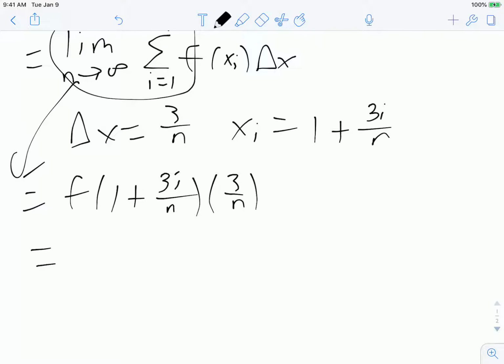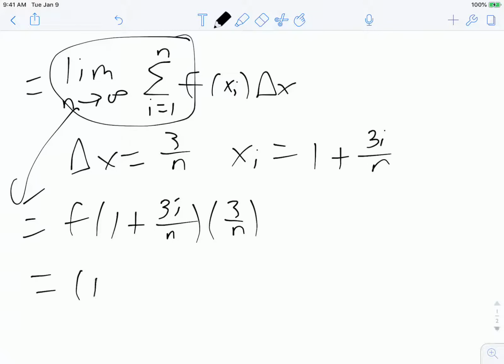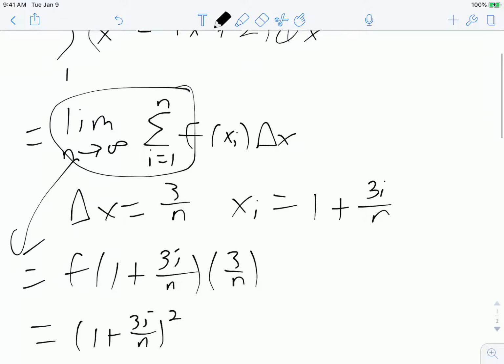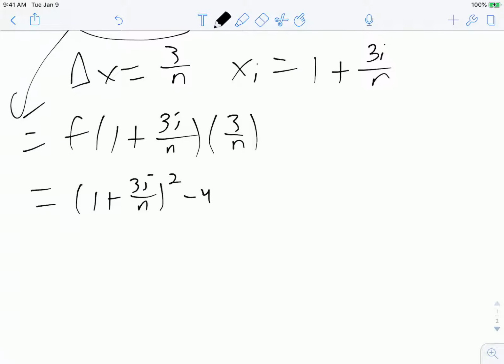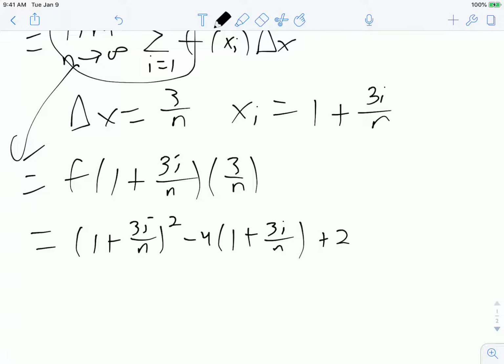So f of that means every time we see x, we put in this. So it's going to be 1 plus 3i over n squared, minus 4 times 1 plus 3i over n, plus 2. So this whole thing is f of x sub i, and then times 3 over n.